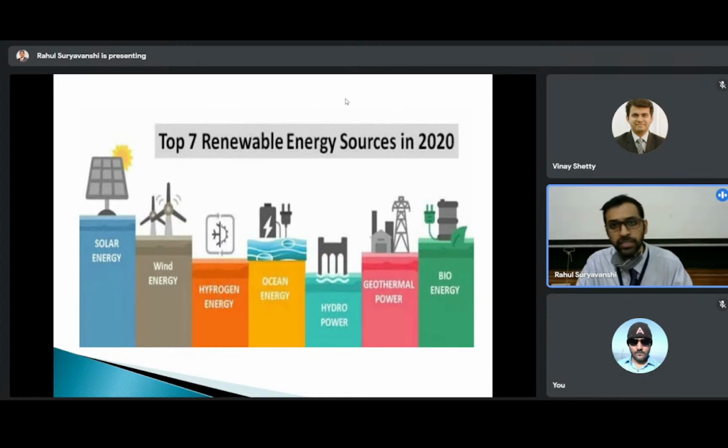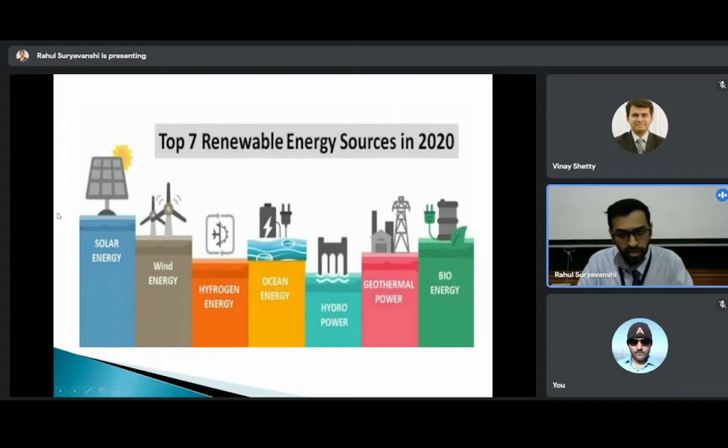Considering the top 7 renewable energies in the current era, if we consider 2020, solar and wind are among the most prominent renewable energy sources available in the country. Because India lies in the tropical region, we have an abundant amount of solar energy throughout the year. Also, the wind is at a moderately good level. So the generation from solar as well as wind are the major contributors towards the total energy generation.